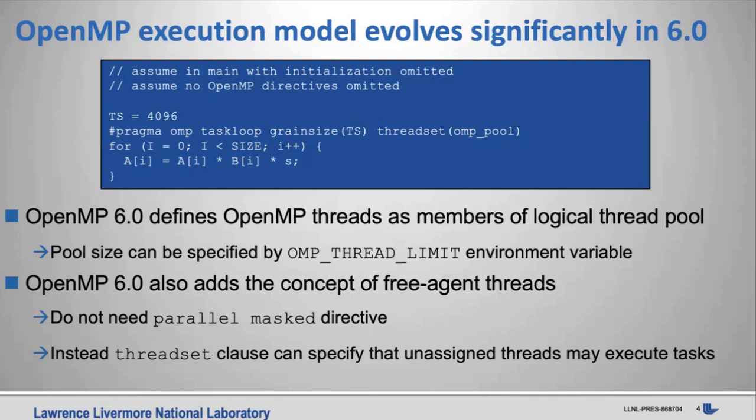If you use the thread set construct within a parallel region, an explicit parallel region, then the threads in that parallel region are available, and any threads that aren't assigned to some other team are also available to execute. All right, so now you can get parallelism with your tasking constructs without having to explicitly create a parallel region. Makes the tasking support in OpenMP a lot simpler to use.